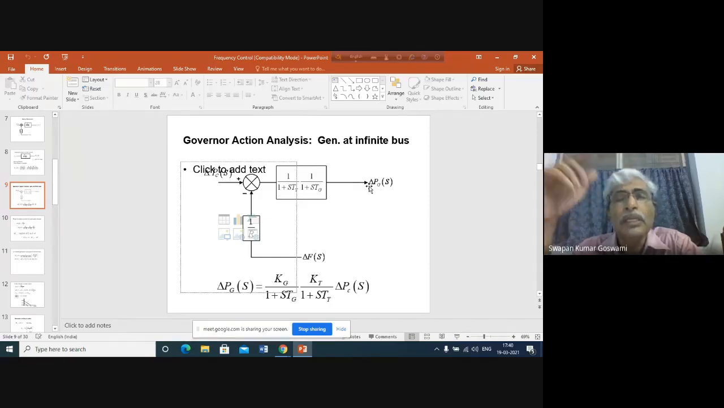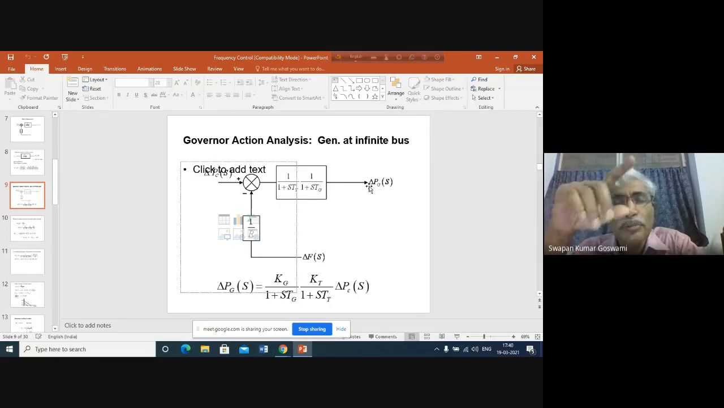But what will happen? Initially the generator was running at synchronous speed at no load, and the load was zero. Now a load is connected. Whenever a load is connected, what will happen? Obviously the speed of the generator will decrease, and the generator governor will sense this change in speed. As a result, it will change the opening of the steam valve on its own. The generator's governor has this ability. How? When the speed changes, what will be happening?